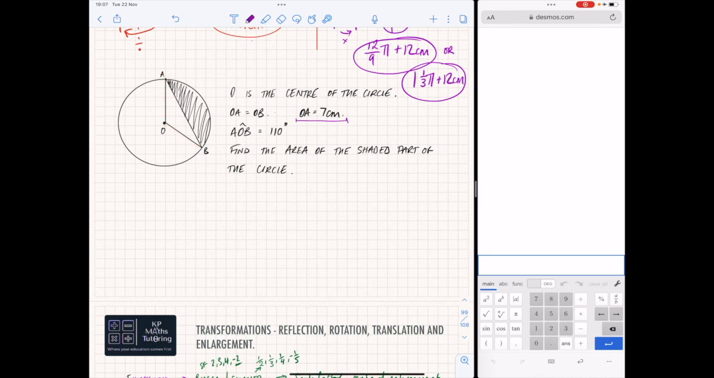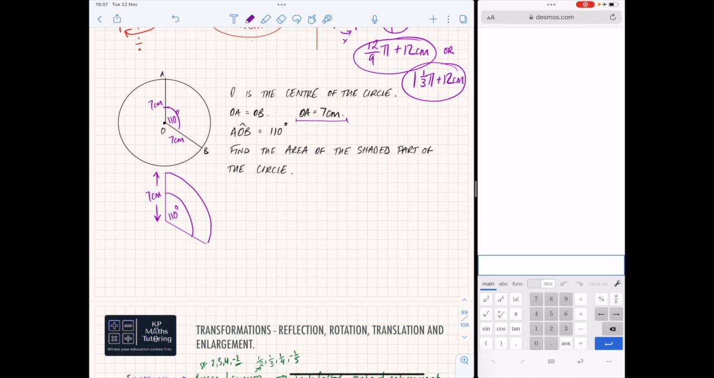It tells me that OA is 7 centimeters. So that's 7 centimeters, which means that's 7 centimeters. And then we know that OAB is 110 degrees. So that is 110 degrees. Let's just ignore the fact that it's in a circle for a minute. If I just gave you that as a question and said that was 110 degrees and that was 7 centimeters, you'd follow your same process to find the area as we've been doing. So all I'm doing there is effectively rubbing that out and just working out all of that.